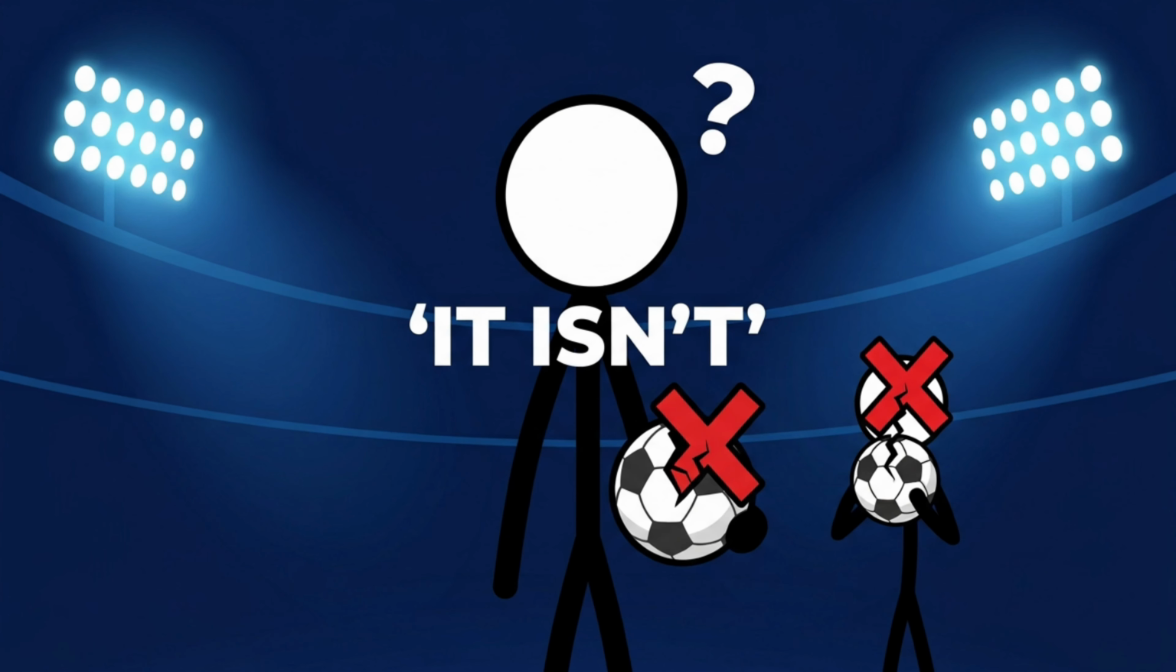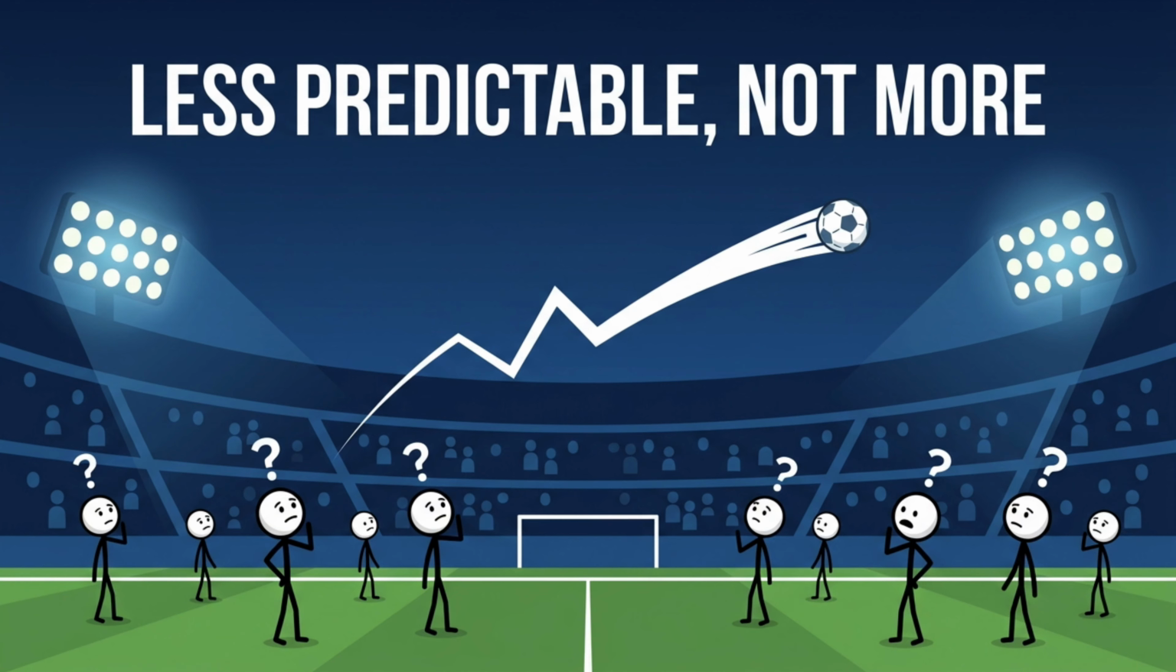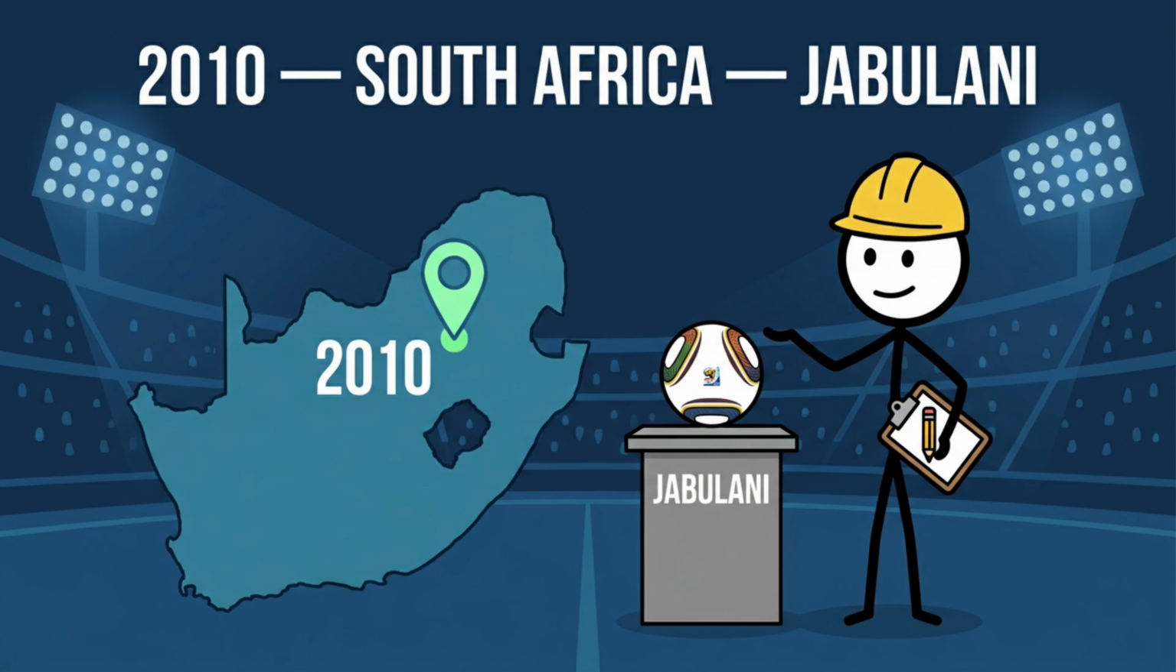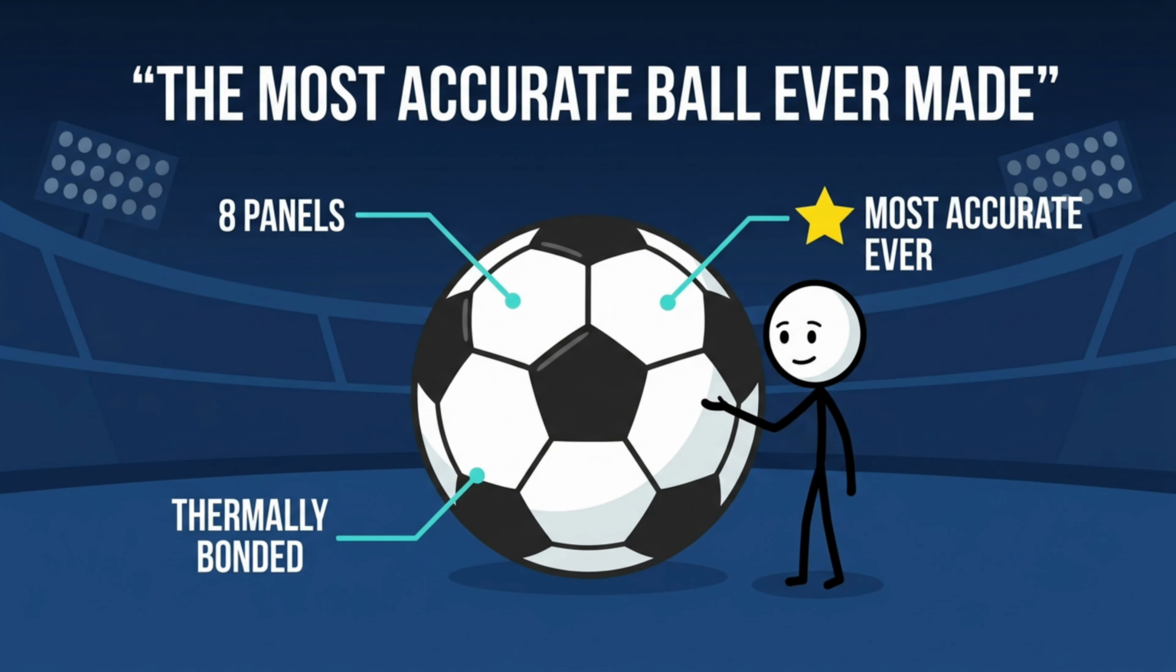This sounds simple. It isn't. Fewer seams can actually make the ball less predictable in the air, not more. Which brings us to the controversy everyone remembers. Section 3. The Jabulani disaster. 2010, South Africa. Adidas releases the Jabulani. 8 panels, thermally bonded, marketed as the roundest, most accurate ball ever made.